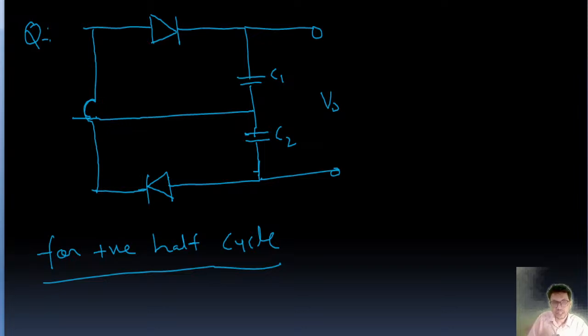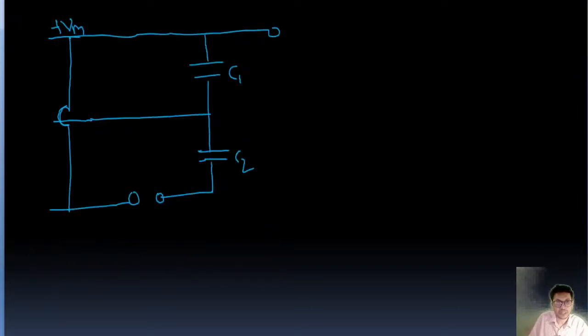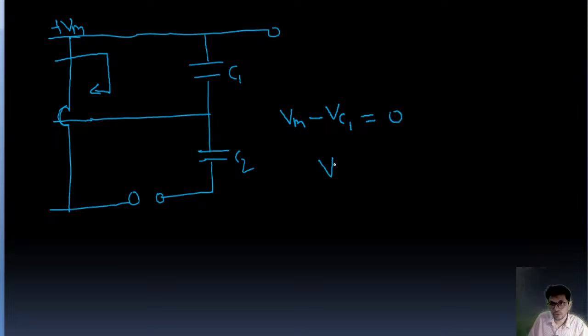So in that case, for the positive half cycle, here this is open circuited, means in this loop we'll use KVL. So it means Vm minus VC1. VC1 is the voltage corresponding to this capacitor, and the other is equal to 0. So VC1 value is Vm. Okay. Now for negative half cycle, we'll find.